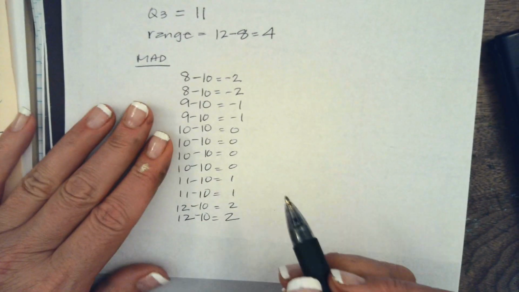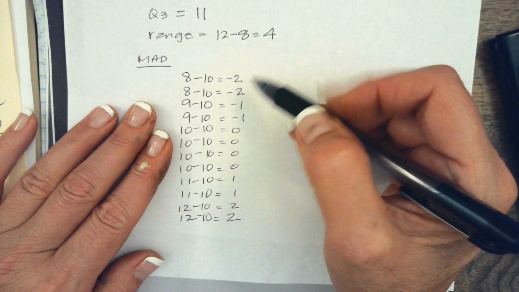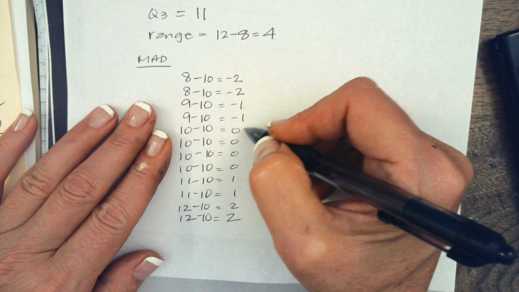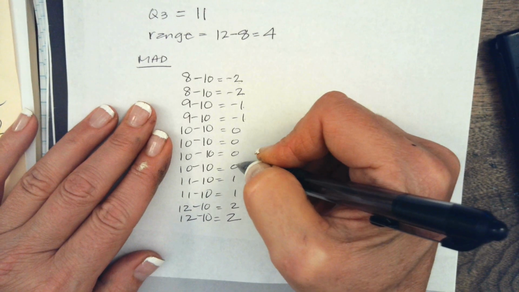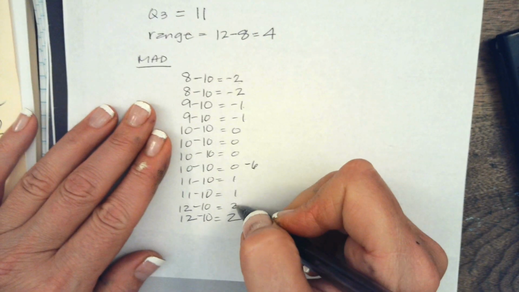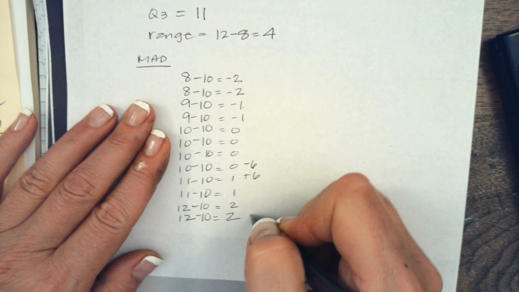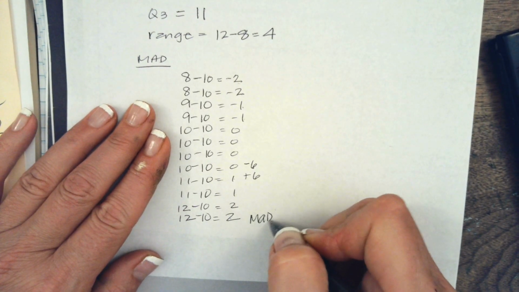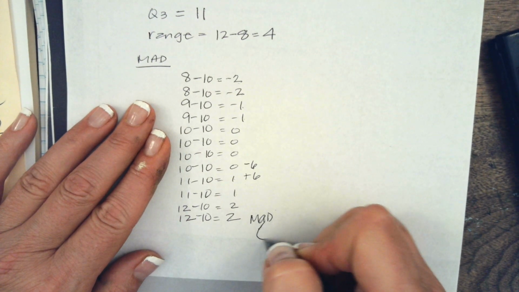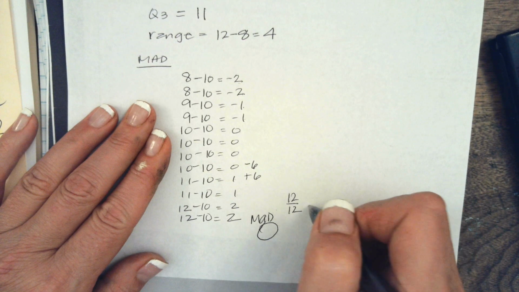Now you add all of those up. So negative 2 plus negative 2 is negative 4, negative 5, negative 6, 0, 0, 0, 0. So we're at negative 6 right here. Then we add 1, 2, 3, 4, 5, 6. So our MAD is 12 over 12, which is 1.